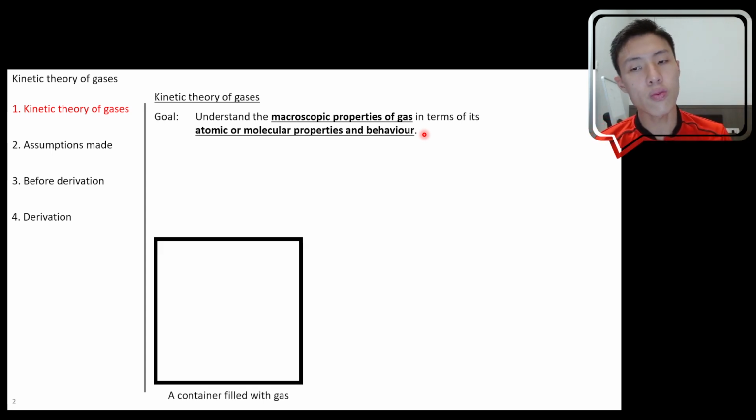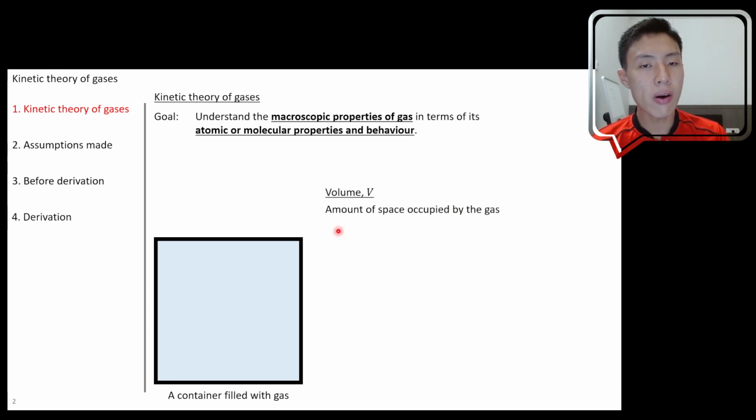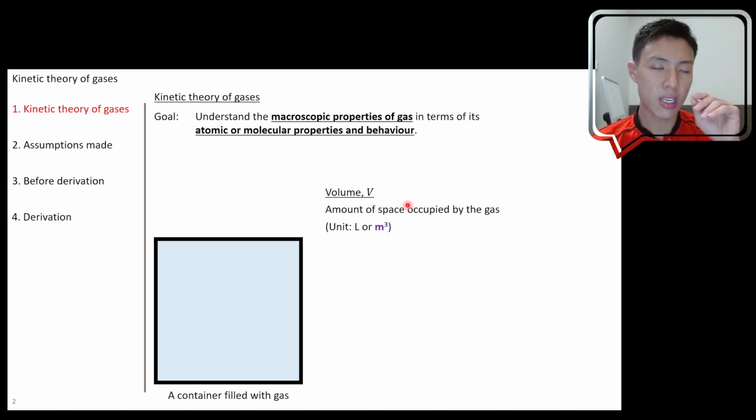Usually when we study a gas system, we enclose the gas in a container. We can measure the volume of the container, which is the amount of space occupied by the gas. Because gas permeates through the whole container, you can think of the volume of the container as equal to the volume of the gas. Volume can be measured in various units, such as liters or cubic meters, but for the sake of our discussion in this chapter, we are going to keep it consistent by measuring it in cubic meters.